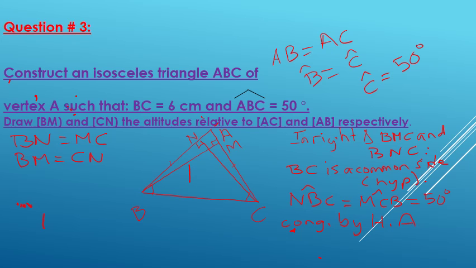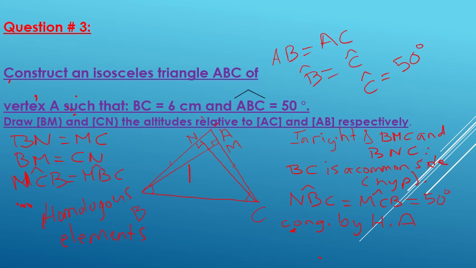Which angles are also equal in these two triangles? MCB and MBC. Yes, Ali? Angle NCB is equal to MBC. So what do we call these? We call them homologous elements. Okay.